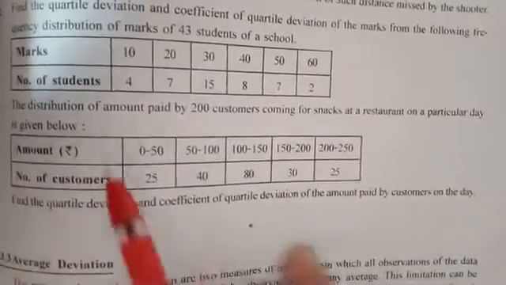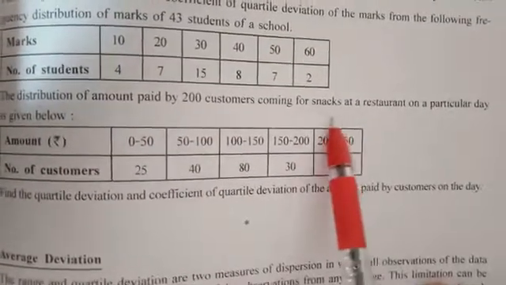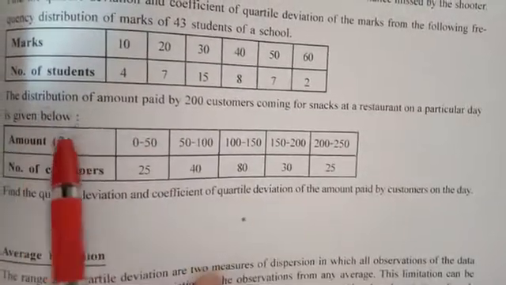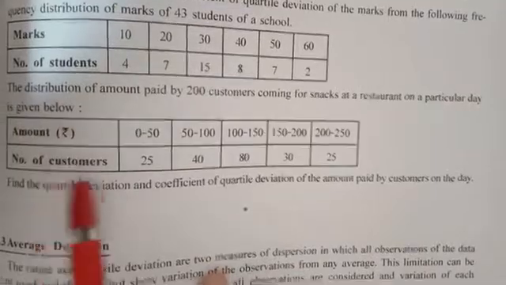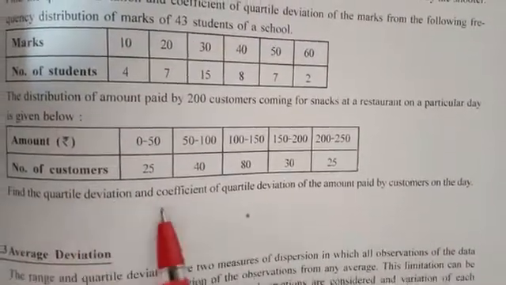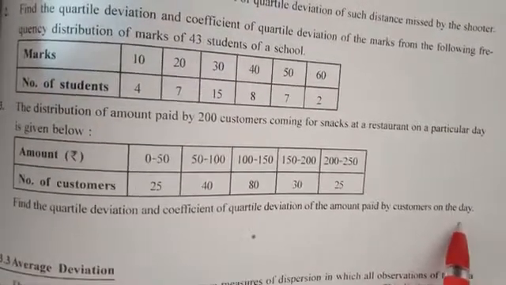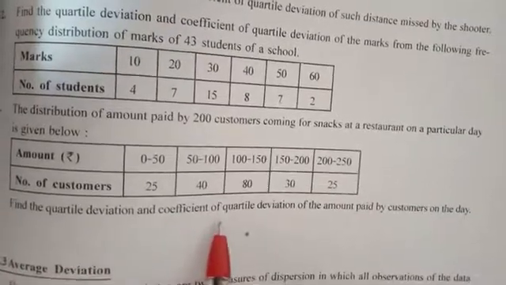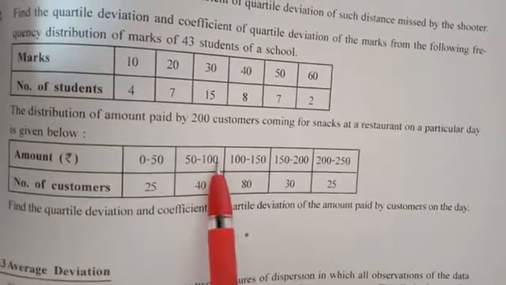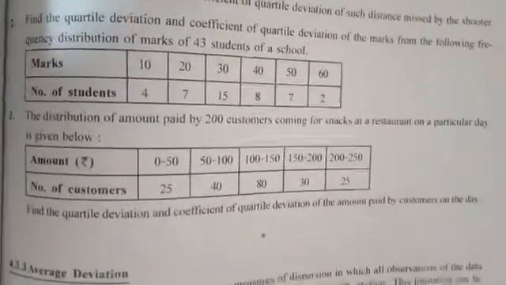Now third question, the distribution of amount paid by 200 customers coming for snacks at a restaurant on a particular day is given below. Amount is given and number of customers is given to you. We have to find the quartile deviation and coefficient of quartile deviation of the amount paid by customers on the day. Same QD and coefficient of QD we have to find. Now here, as you can see, continuous frequency distribution is there. Classes are given to you, right? So Q1 and Q3 we will find out according to that formula, right?